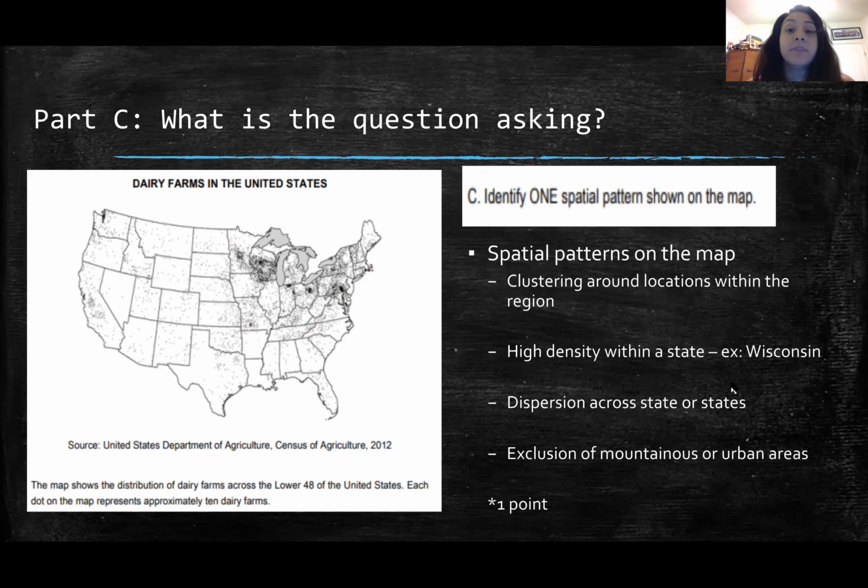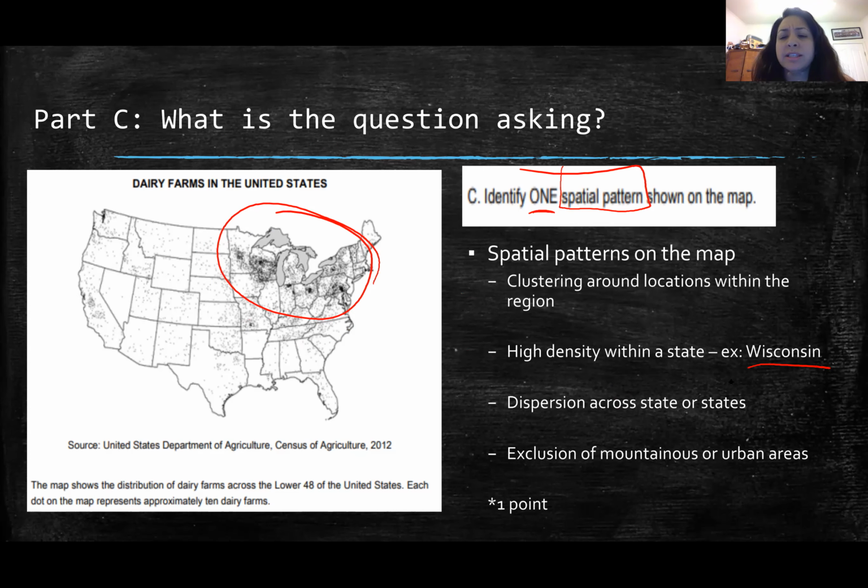Please, there we go. Letter C, what is the question asking? This one piece of hair is freaking me out. Okay, so letter C, identify one spatial pattern shown on the map. So the spatial pattern, where's stuff located, right? All right, so you've got clustering around locations within the region. So everything is kind of squished together in the same area is essentially what they're saying. All right, high density within a state like Wisconsin. So basically you have a lot of dairy farms in Wisconsin.